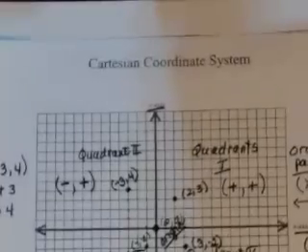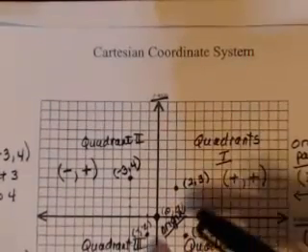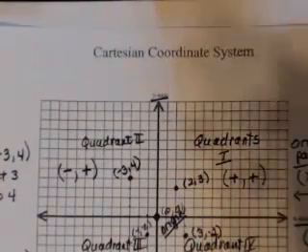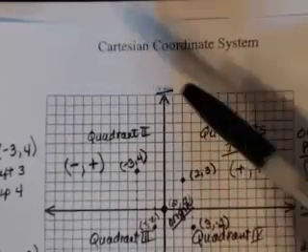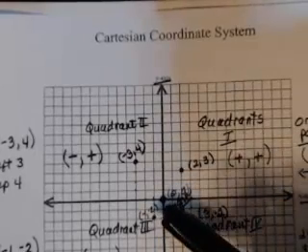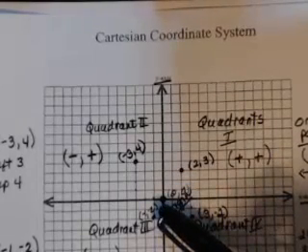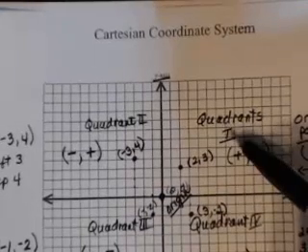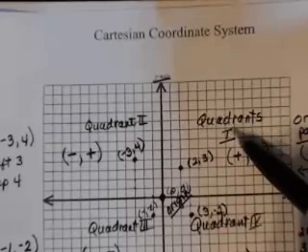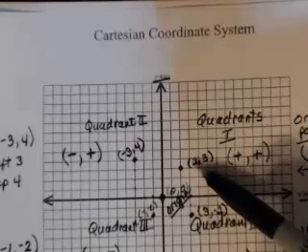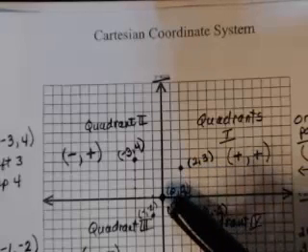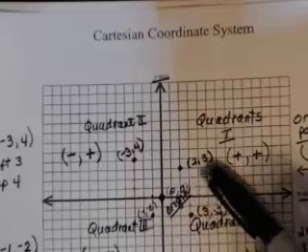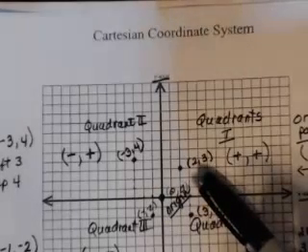Let me remind you about the coordinate system. In the coordinate system, you have the x-axis and the y-axis. Where the two meet is called the origin, and that's the ordered pair 0, 0. This is quadrant 1. And in quadrant 1, our ordered pairs are both positive. Our x value and our y value are both positive. So an ordered pair like 2, 3 would be located in quadrant 1.